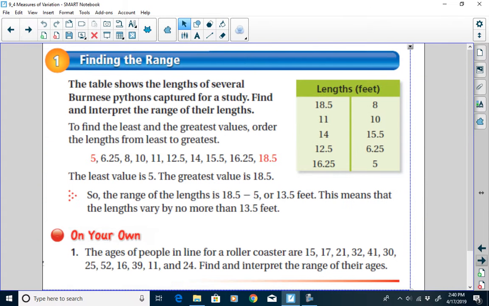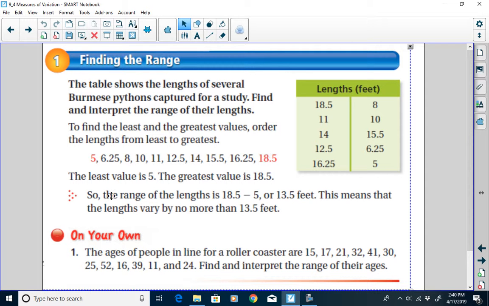Alright? Here's an example of finding the range. The table at the right shows the lengths of several Burmese pythons captured for a study. Find and interpret the range of their lengths. So these are the lengths that are given, and the lengths are in feet. To find the least and greatest values, it's always good to organize the lengths from least to greatest. So if we take these values from the table and organize them in a linear fashion from least to greatest, we would have 5 as the least value, 18 and 5/10 as the greatest value.